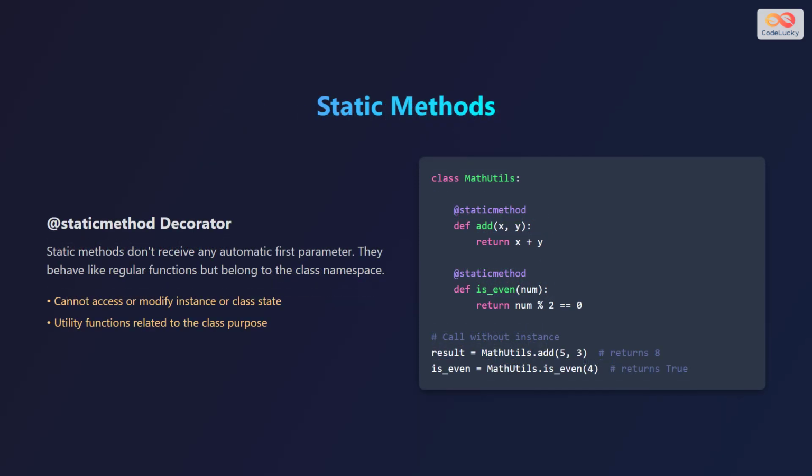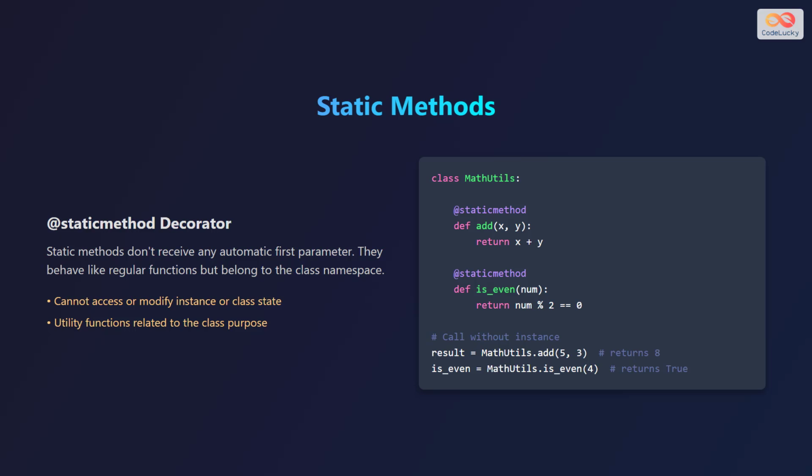Now let's explore static methods in Python. The @staticmethod decorator is used to define static methods within a class. Static methods are functions that are bound to the class, but do not require access to the class itself or its instances. They behave like regular functions, but are defined within the class namespace. Because of this, static methods cannot access or modify instance or class state. They are primarily used as utility functions that are related to the class's purpose.